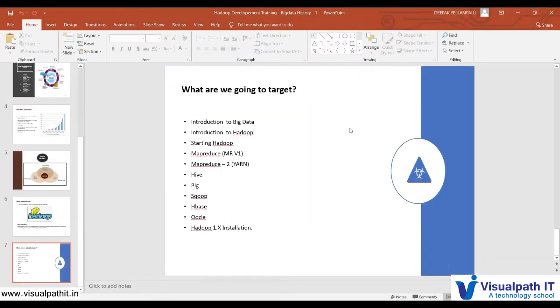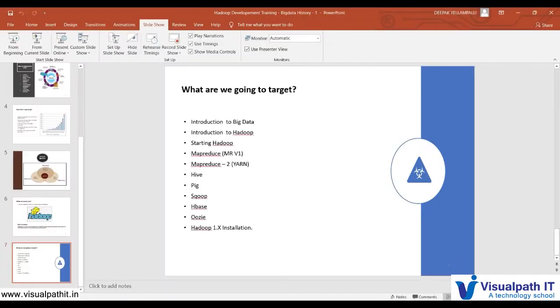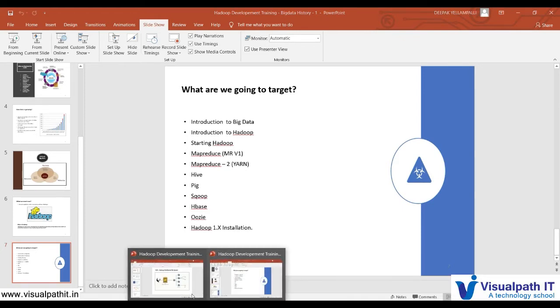As part of the development course, we are going to cover the introduction of big data, introduction to Hadoop, starting Hadoop, then MapReduce version 1, MapReduce version 2, YARN, and Hive, Pig, Sqoop, HBase, Oozie, and also Hadoop 1.x installation. Let me start with the first one. Big data introduction is not required, so we'll directly go with the Hadoop introduction.